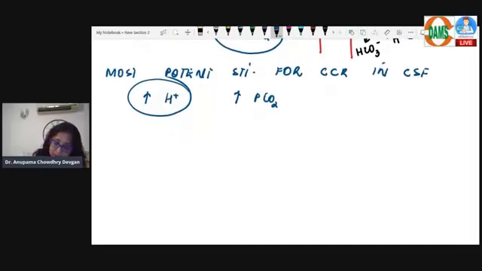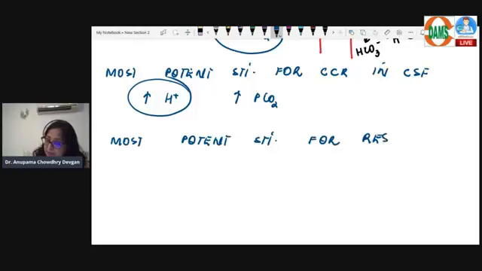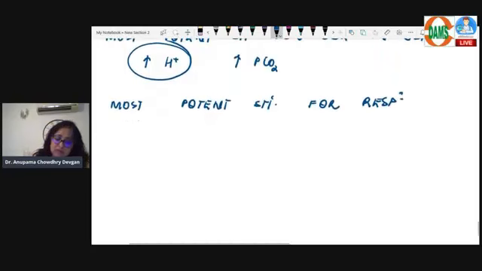Now, next important question, which is the most potent stimulus for respiration? Which is the most potent stimulus for respiration? Is it going to be increase in PCO2? Is it going to be hypoxia?